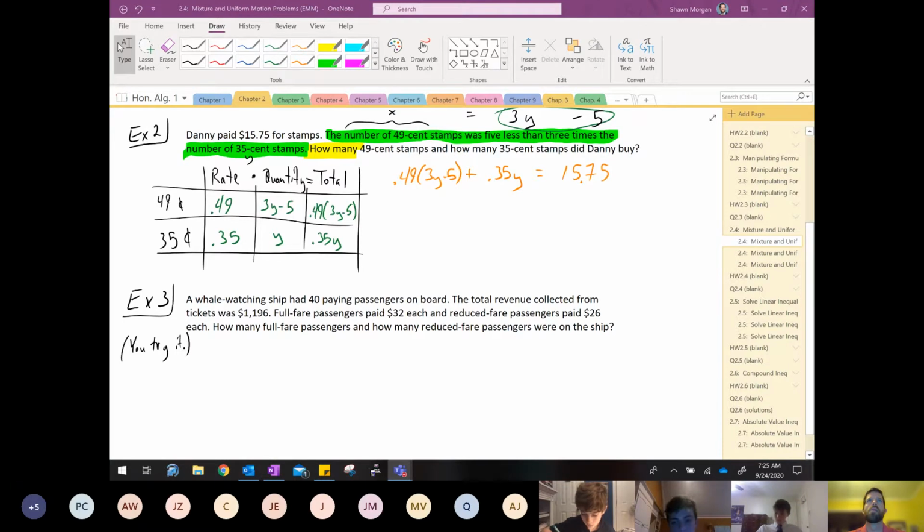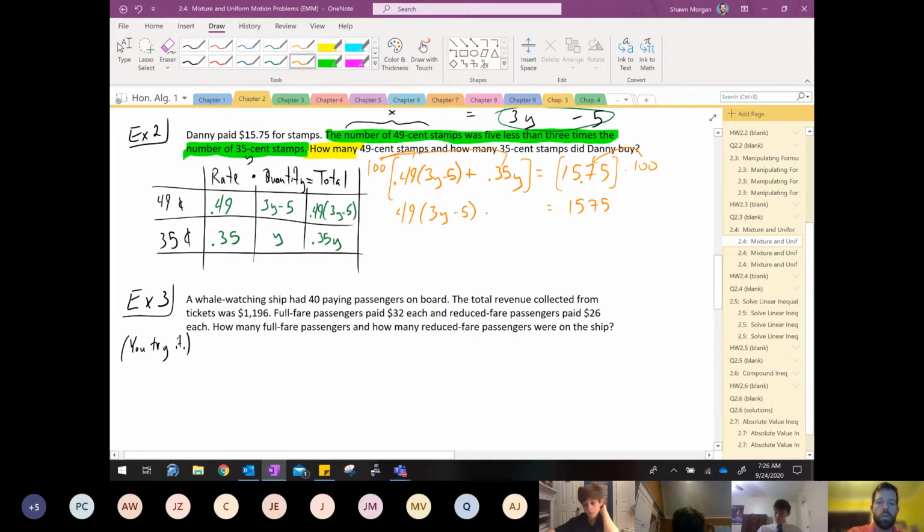Multiply by 100. Yeah, very good. We're going to multiply by 100. Now, 100 on the left and 100 on the right is going to get the job done. When I multiply 100 times 15.75, I get 1,575. That's nice. On the left, we're going to distribute times both of those terms. So 100 times 0.49 is going to be 49. And 100 times 0.35 is going to be 35.